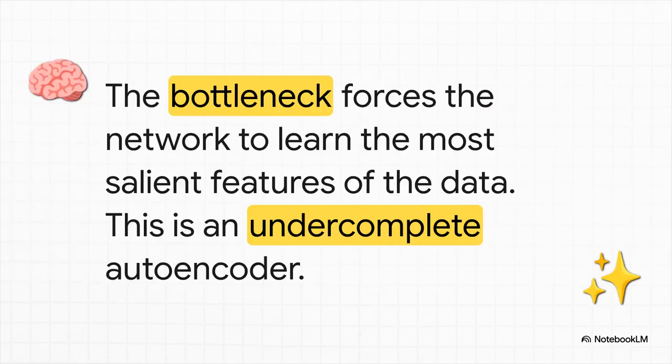And that bottleneck, that is the absolute key to everything. By forcing all that data through a representation that has way fewer dimensions than the original input, we make it impossible for the network to just memorize pixel values. It has to learn an efficient encoding. It's forced to figure out what the most important, the most salient features are. This is what an undercomplete autoencoder is all about. It learns to shrink data as a side effect of just trying to copy it.